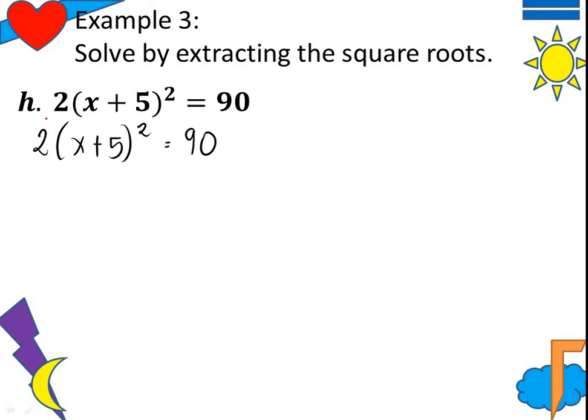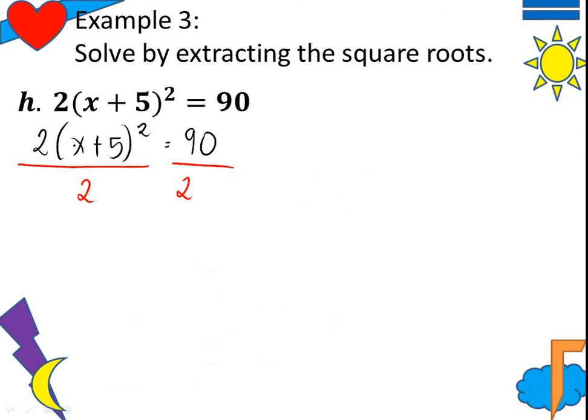Another example, we have here 2 times the quantity of the square of x plus 5 is equal to 90. Our goal is to find the value of x. And to do that, we need to do 3 things. Number 1, eliminate 2 here. Eliminate the square and eliminate positive 5 here. And to do that, we need to divide both sides by 2.